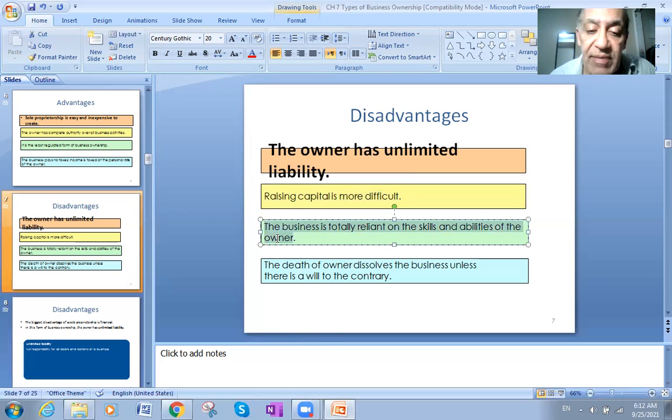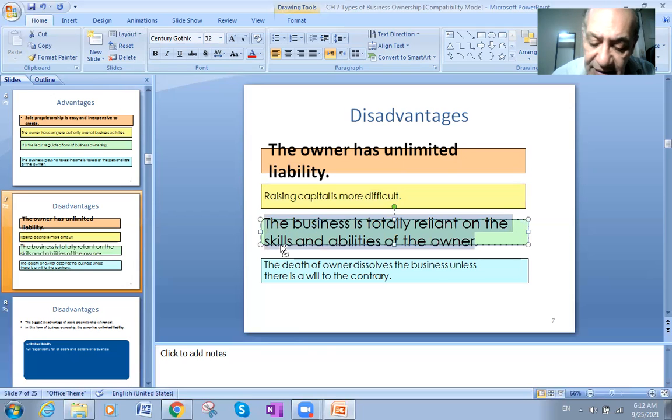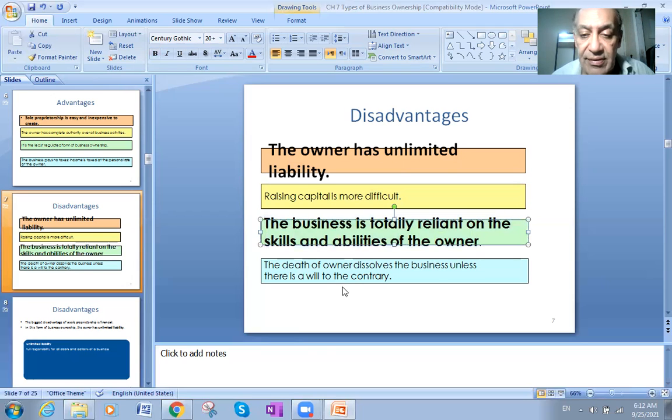The business, like we said before, is totally reliant on the owner. That's what we said. If he is good in running his business, then the business will be fine. If he was not good in running his business, then the business will fall down. It's because the owner is the manager of the business.